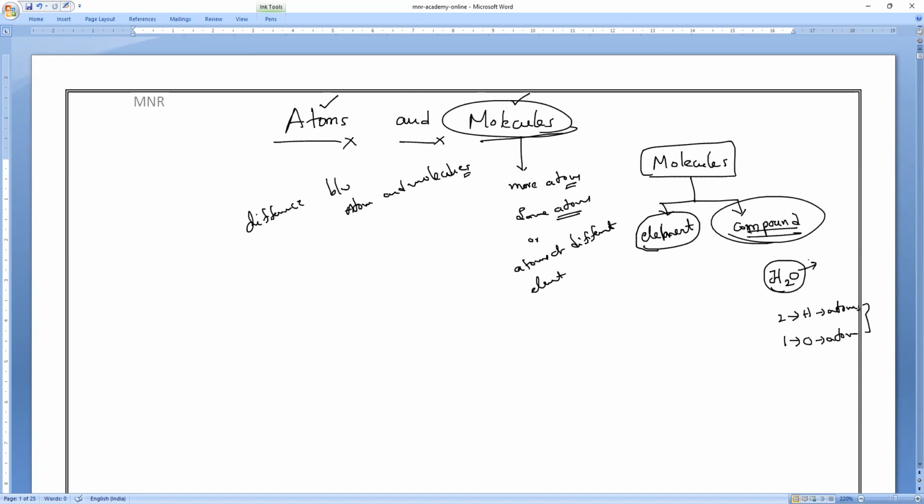Compound or element? H2O is a molecule of a compound or element? Please respond. Compound, because two different elements exist. If I write, for example, S8, sulfur always exists as 8 atoms of sulfur together. So this is a molecule of an element. Do you understand it? Same atoms are present more than one. That is the difference between molecules.